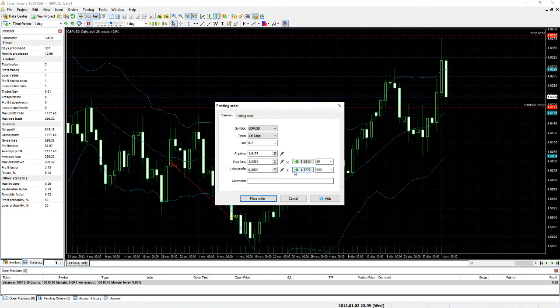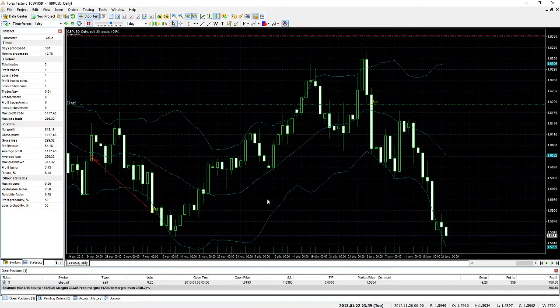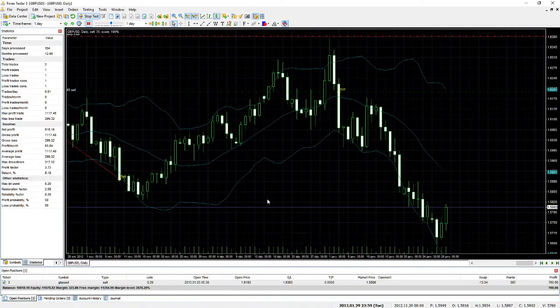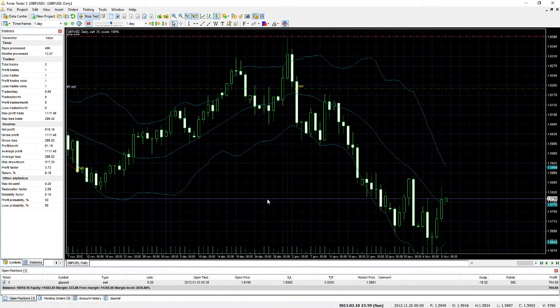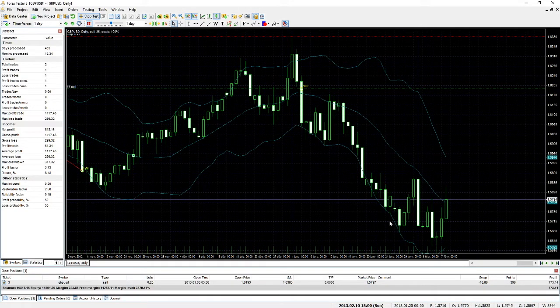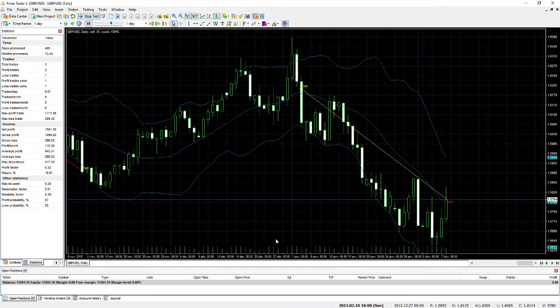190 pip. Again here, I'll wait. There we go. Closed right there. You can just go here right away, and then we can even close part of the position or all the position. That's a pretty cool feature, I think. I'll just close all the position.